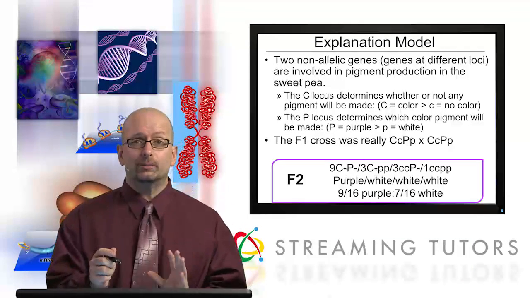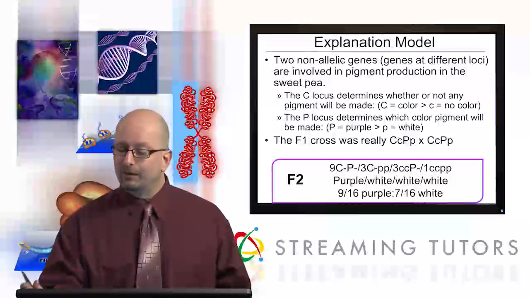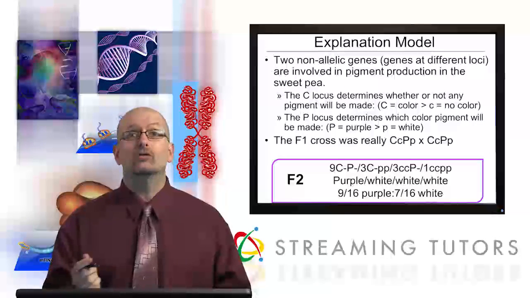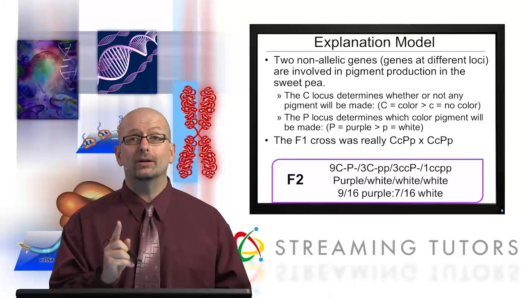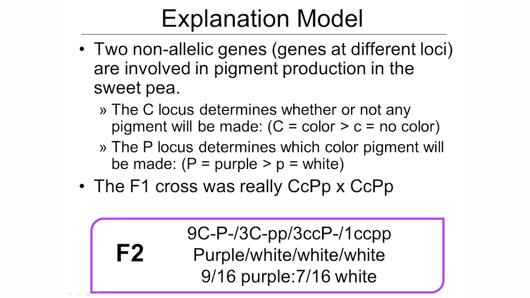But here's the explanation. So what we're going to say, as you might have guessed, is that flower color in the sweet pea, for whatever reason, is not controlled by one single gene or one single locus. That two loci are involved. Another way of saying that is two non-allelic genes are involved in this one trait, pigment production, in the sweet pea. So you may see these loci called different letters. That really doesn't matter that much. But I like to use C and P.